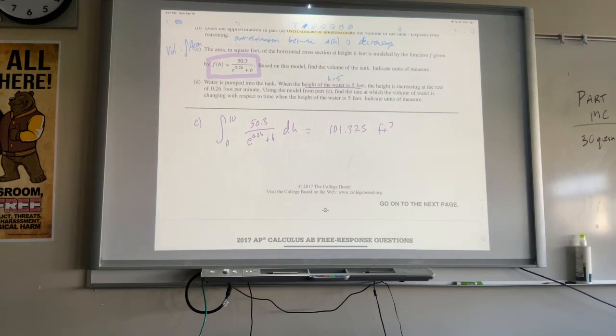Okay, listen, guys. Height is 5. Height is increasing at a rate of, what is that? dh/dt. Very good. Using the model from part C, find the rate at which the volume is changing when the height is 5. Okay, guys, check it out. So that's what you're doing.